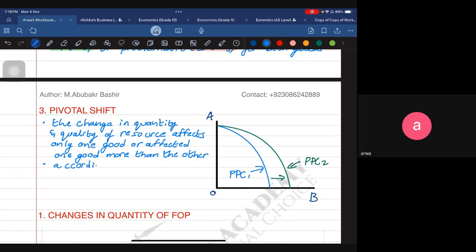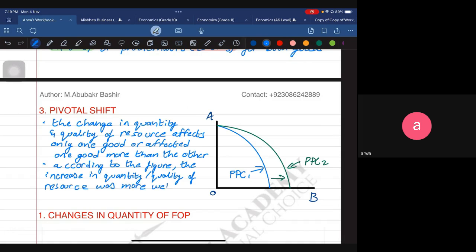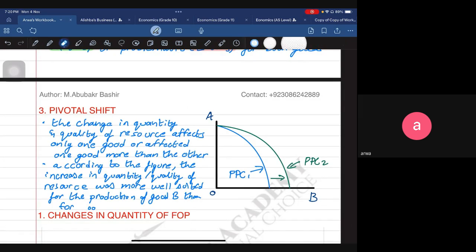According to the figure, the increase in quantity or quality of resources was more well suited for the production of good B than for good A. Got that? Very good.